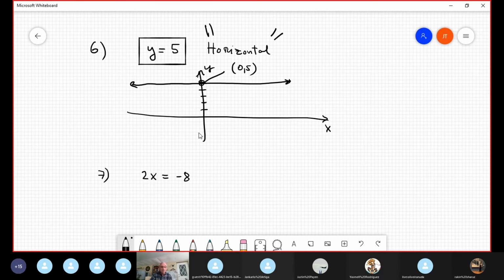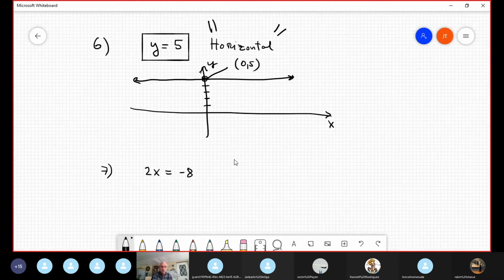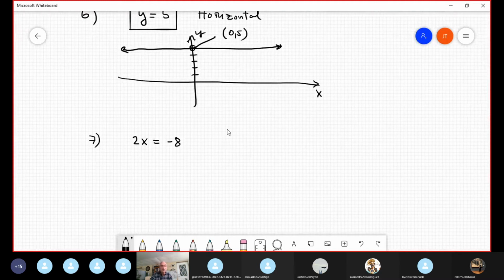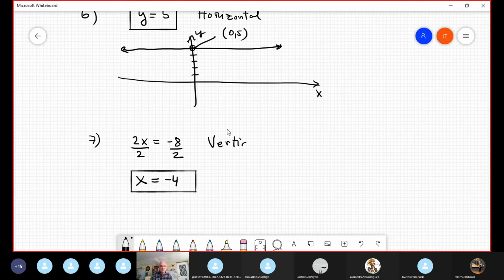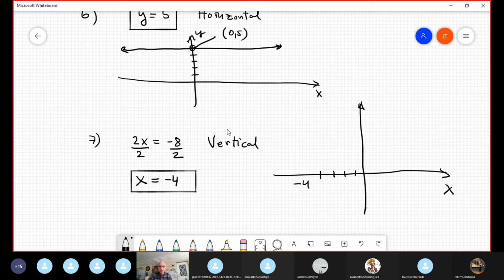X equals any number, but in this case, I need to isolate x. Divided by 2. So x alone is -4. And when you see x equals any number, it's a vertical line. Keep in mind this, please. We're using it every day after this. So the vertical line is something like that. This is my x, this is my y, -4. Vertical line.